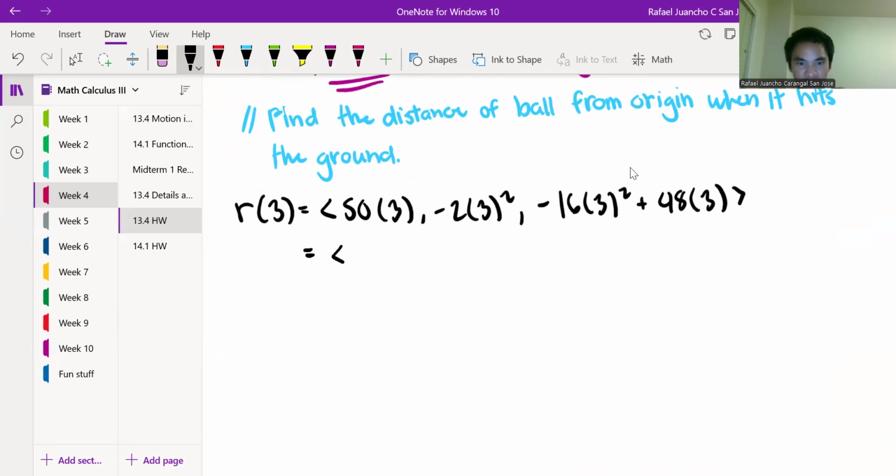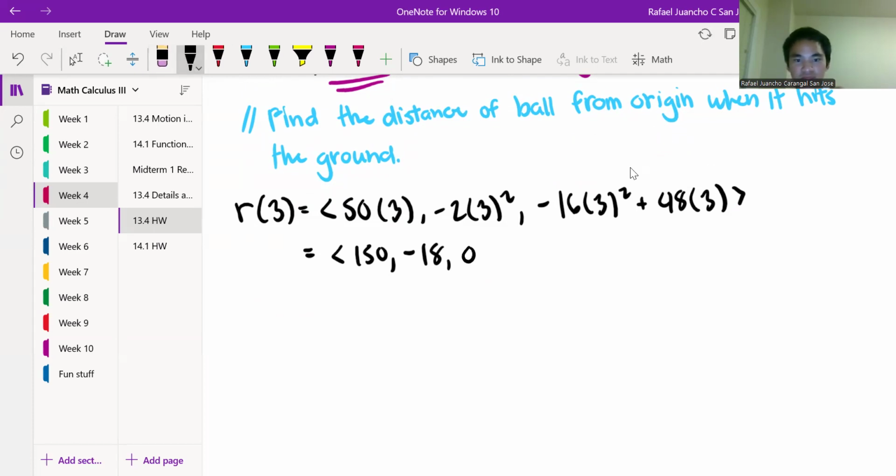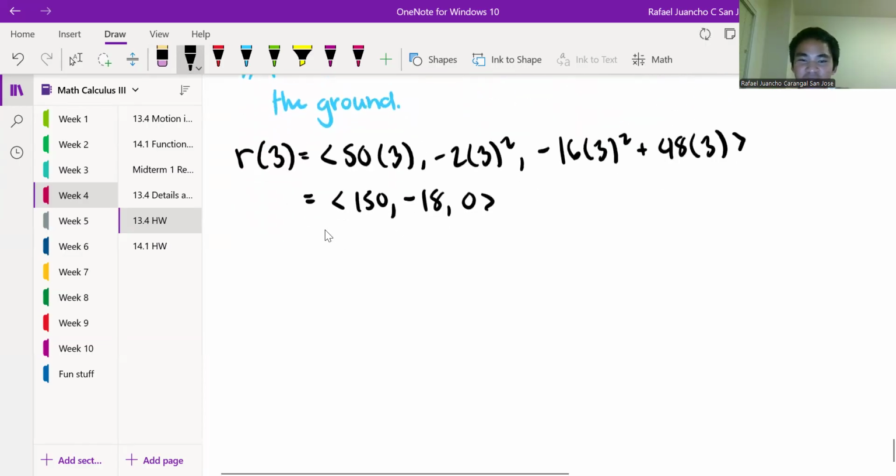So I get 150 for my x component. I get negative 18 for my y component. And what's this? 16 times 9, it was negative 144. I add it to 144. Oh, I get a 0. Cool. Yeah, that makes sense, because we hit it at 0. Okay. I don't even know why I computed that. Maybe just to make sure.